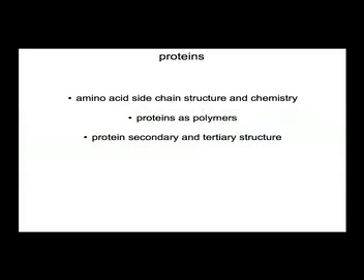The next two lectures will cover amino acid side chain structure and chemistry, and so you should know that you're going to be required to know all of the amino acid side chain structures, and you're going to need to be able to interpret them in terms of their chemical properties, most notably hydrophobicity and ionization state or polarity. We're also going to talk about proteins as polymers, and that's probably their most important role, as large biopolymers. And this is going to lead into a discussion of protein secondary and tertiary structures. So let's begin.